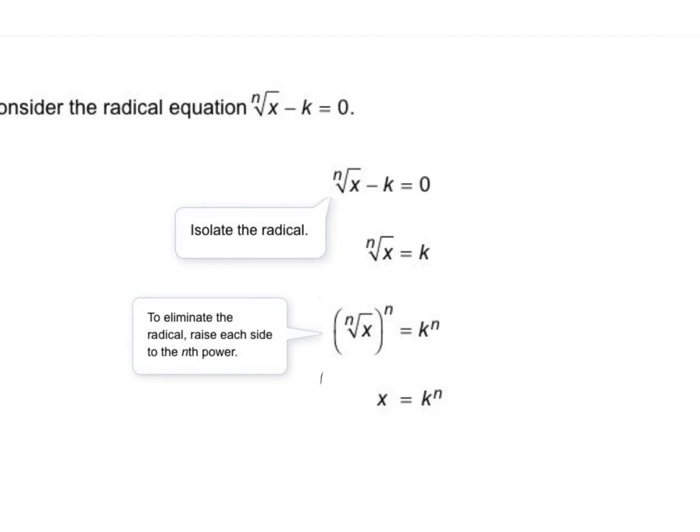Step 1 is isolate the radical. We want to get whatever that radical is all by itself. And then to eliminate the radical, we raise each side to the nth power. So whatever root we take, that n, whatever our index is, we do the opposite, which is use that exponent, but the same number, and raise each side to that number. So it'll make more sense when we start to do it in examples, you'll see.